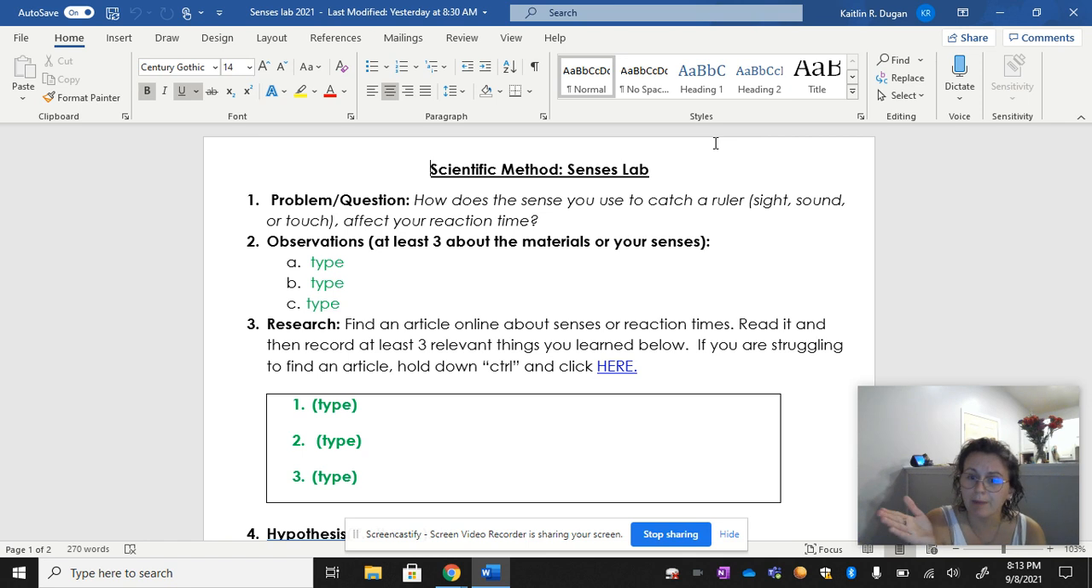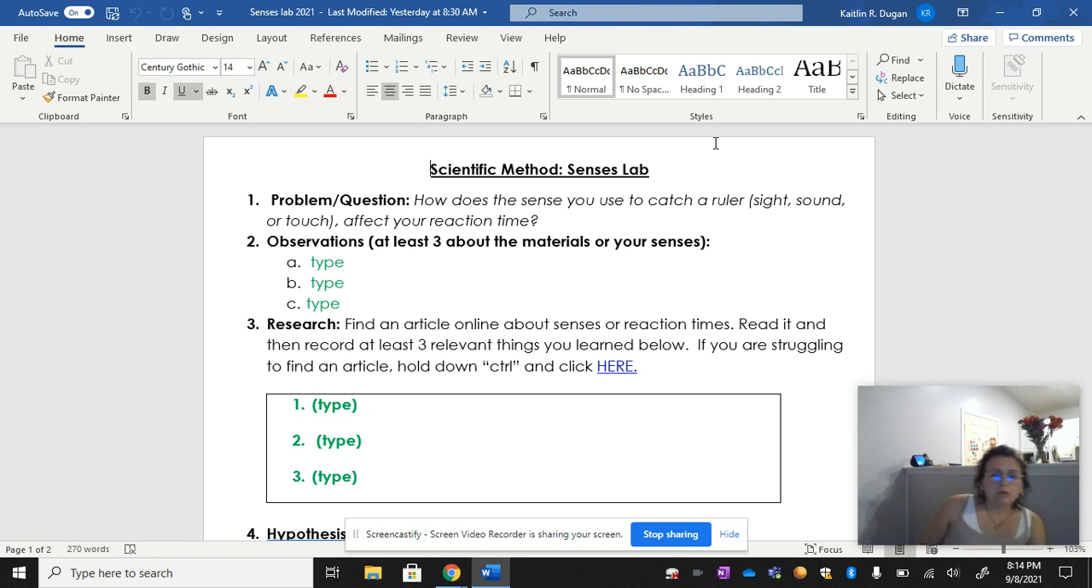Now, going on to the dependent variable. Your dependent variable is always the second part. So how does the sense, your independent variable, you use to catch a ruler affect your reaction time? What is it that we are measuring? We are trying to figure out what our reaction time is. That's the thing that we're measuring or observing.